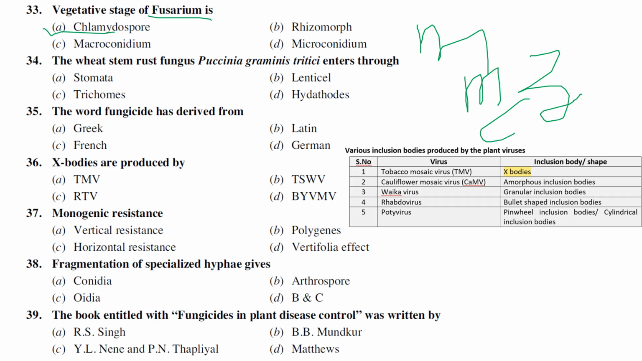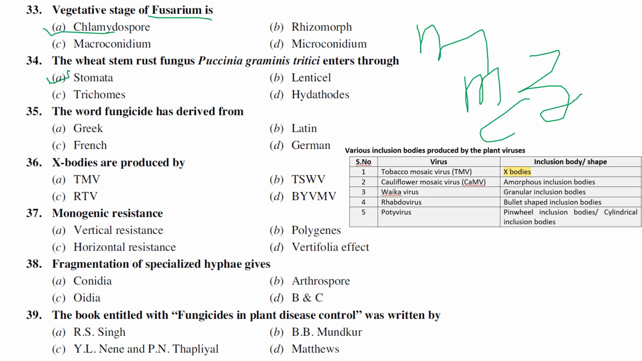Okay. Next one, wheat stem rust fungus. Puccinia graminis enters into the plant cells through... the options are stomata, lenticels, trichomes, and hydathodes. Generally this Puccinia, wheat stem rust fungus, enters into the plant cells through stomata. But some reports say this pathogen can also enter through the stigma. In fact, the stigma is also an entry point for wheat stem rust. But since there is no stigma option, the answer is stomata.